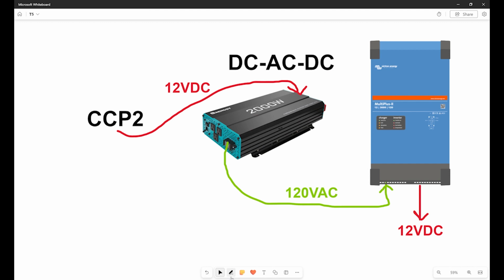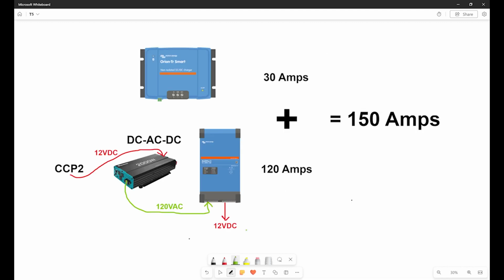So now you can see we're going from DC, the CCP2 connection, to AC with the inexpensive inverter, to DC again using the Multiplus charger capacity. In this system, if there were no AC loads running off the Multiplus, we could see charging up to 120 amps combined with the 30 amps from the Orion DC to DC charger for a total of 150 amps. This approach is more costly, totaling around $630 plus wire and circuit protection, and perhaps it's a little more complicated.